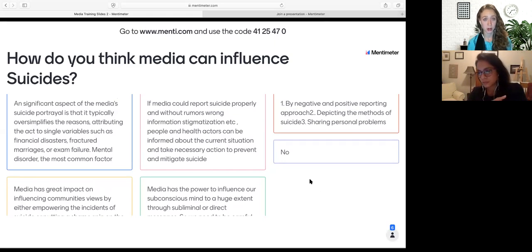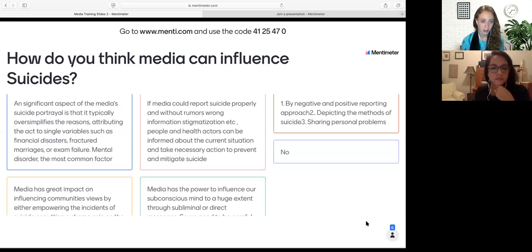That's really important. We know that it is very easy for the media to report as though there were one single event that were responsible. We also see someone mentioned if media could report suicide properly and without rumors, wrong information, stigmatizing people, health actors could be informed about the current situation and take necessary action to prevent and mitigate suicide. Really great point.